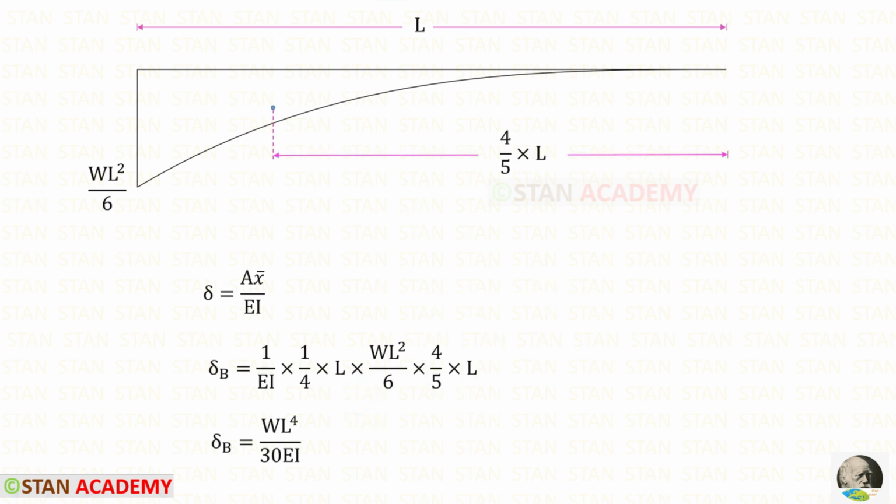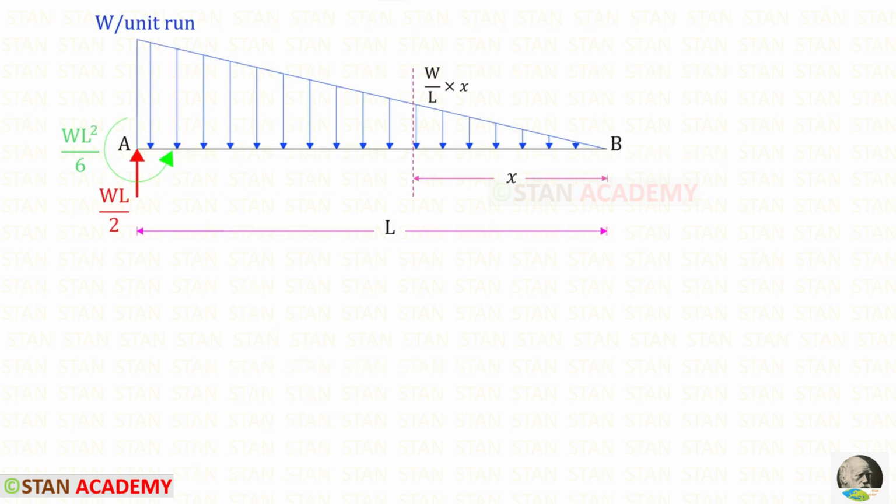Now let us find the deflection. The formula is area x bar upon EI. The area we have just found before. We need to only find the centroid distance. The formula to find the centroid distance about the point B is 4 upon 5 into breadth. Here the breadth is L, so it is 4 upon 5 into L. For the deflection at B, we will get WL power 4 upon 30 EI.